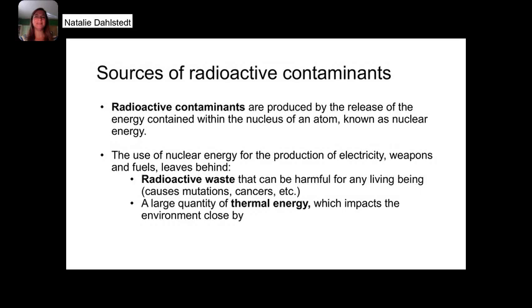The sources of radioactive contaminants are produced by the release of energy contained within the nucleus of an atom, known as nuclear energy. Now, using this nuclear energy for the production of electricity, weapons, and fuels will produce some radioactive waste that can be harmful for any living being, causing mutation, cancers, and other deadly disease. Also, it produces a large quantity of thermal energy, which will impact the environment that is close by.